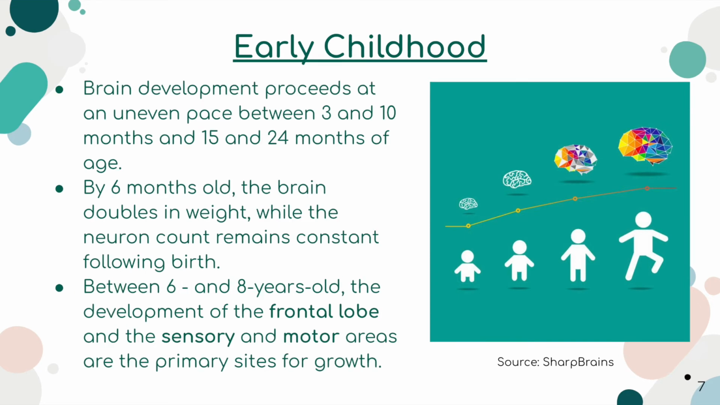So going a little further into the early childhood phase, brain development proceeds at an uneven pace between 3 and 10 months and also 15 and 20 months of age. Upon reaching the age of 6 months, the brain doubles in weight, while the neuron count remains constant following birth. And between the time when one is 6 and 8 years old, respectively, the development of the frontal lobe and the sensory and motor areas are the primary sites for growth.